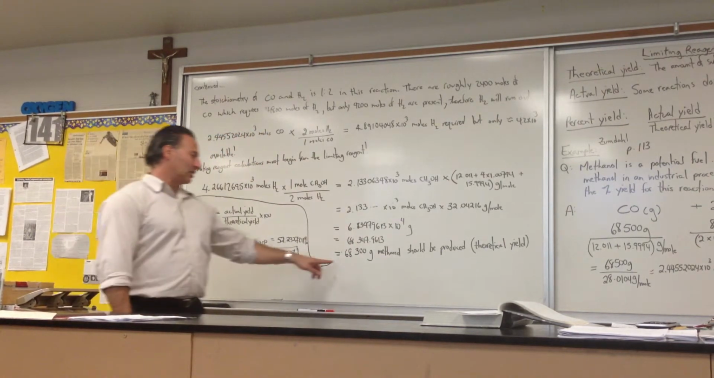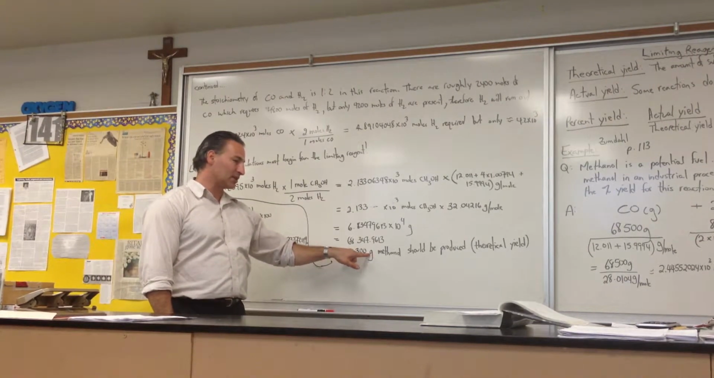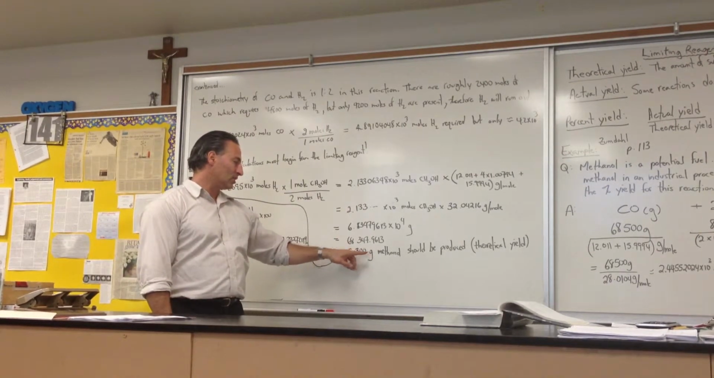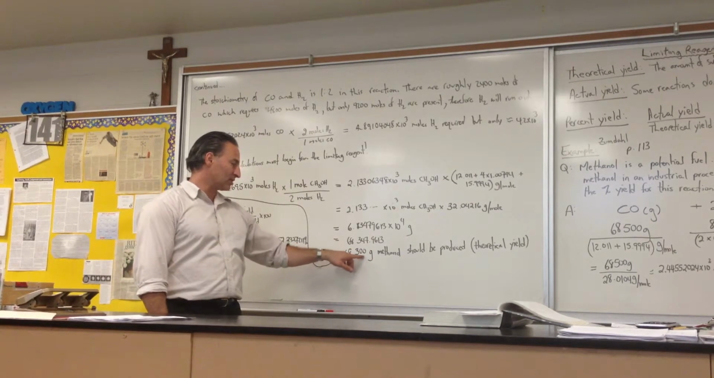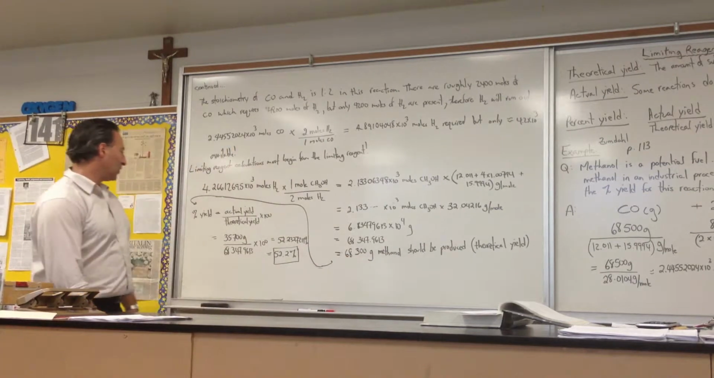We report that to 3 significant figures. You notice this is 3 significant figures because there's no decimal place after the 0. So you only count these numbers. You don't count the zeros because they're spacers. There are 3 significant figures in this answer.